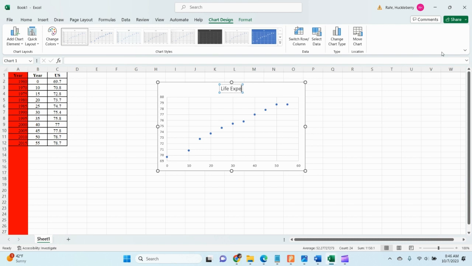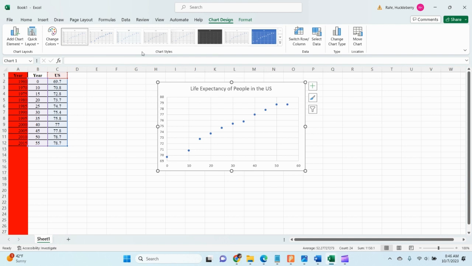Life expectancy of people in the US. Always title any graph, any chart, anything you're going to do. You want to title it. But I also want to label my axes.